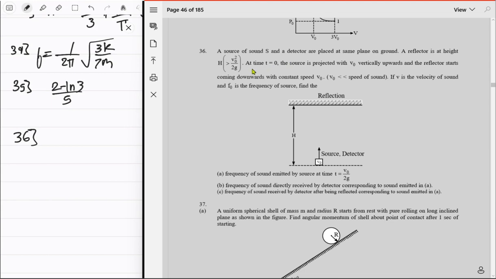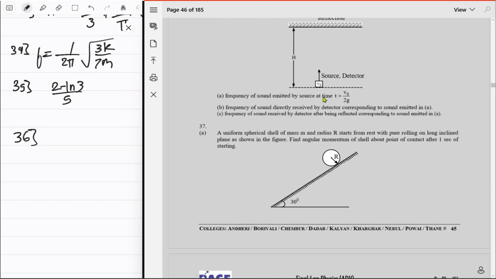Reflector is at height h. At time zero the source is projected with v naught vertically upward, and the reflector starts coming downwards with constant speed. अच्छा, v naught. तो ये v naught से नीचे जा रहा है, and this is projected upward with v naught. If v is the velocity of sound and f is the frequency, find the frequency of sound emitted at time. Okay, and frequency of sound emitted. What? Frequency of sound directly received by detector corresponding to sound emitted in A. Okay, without reflection, of course.